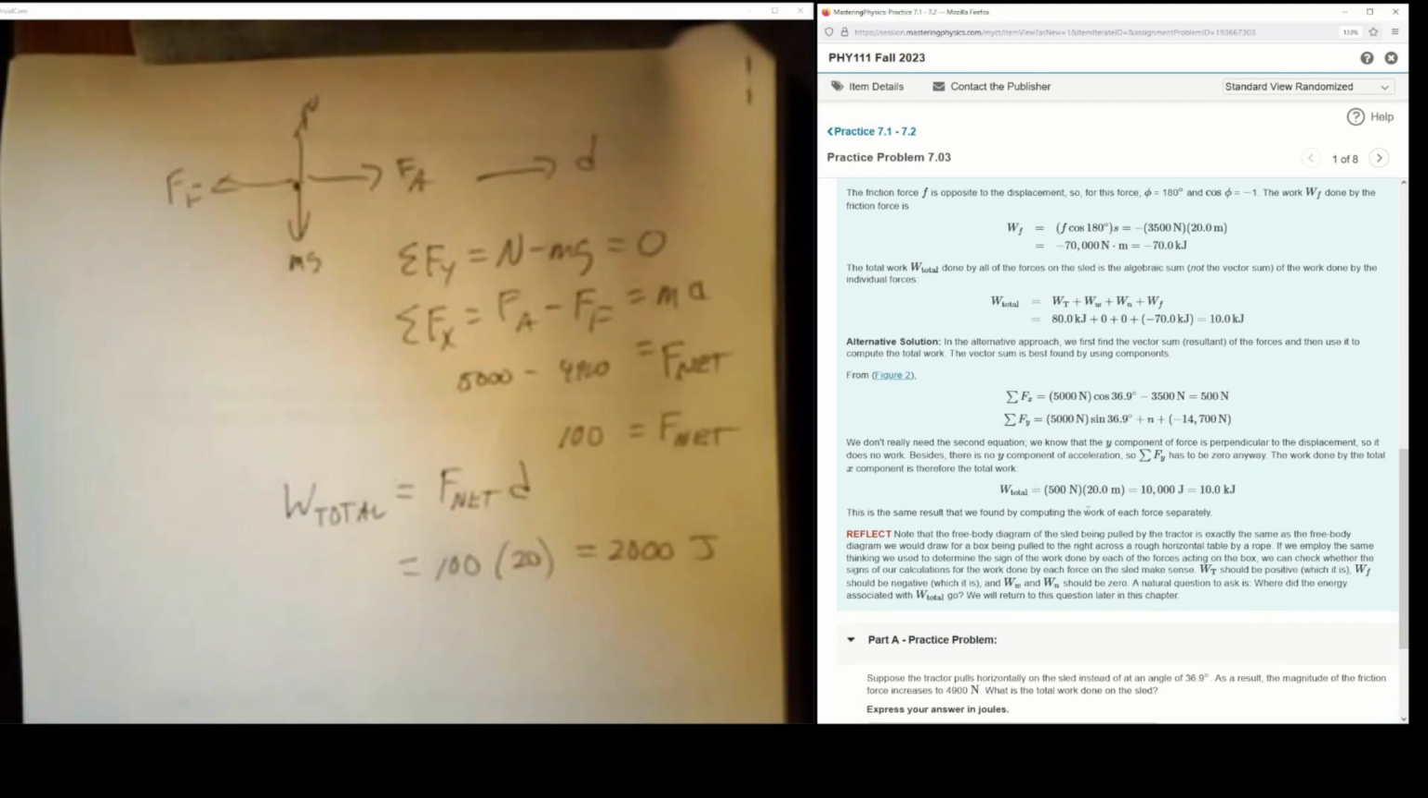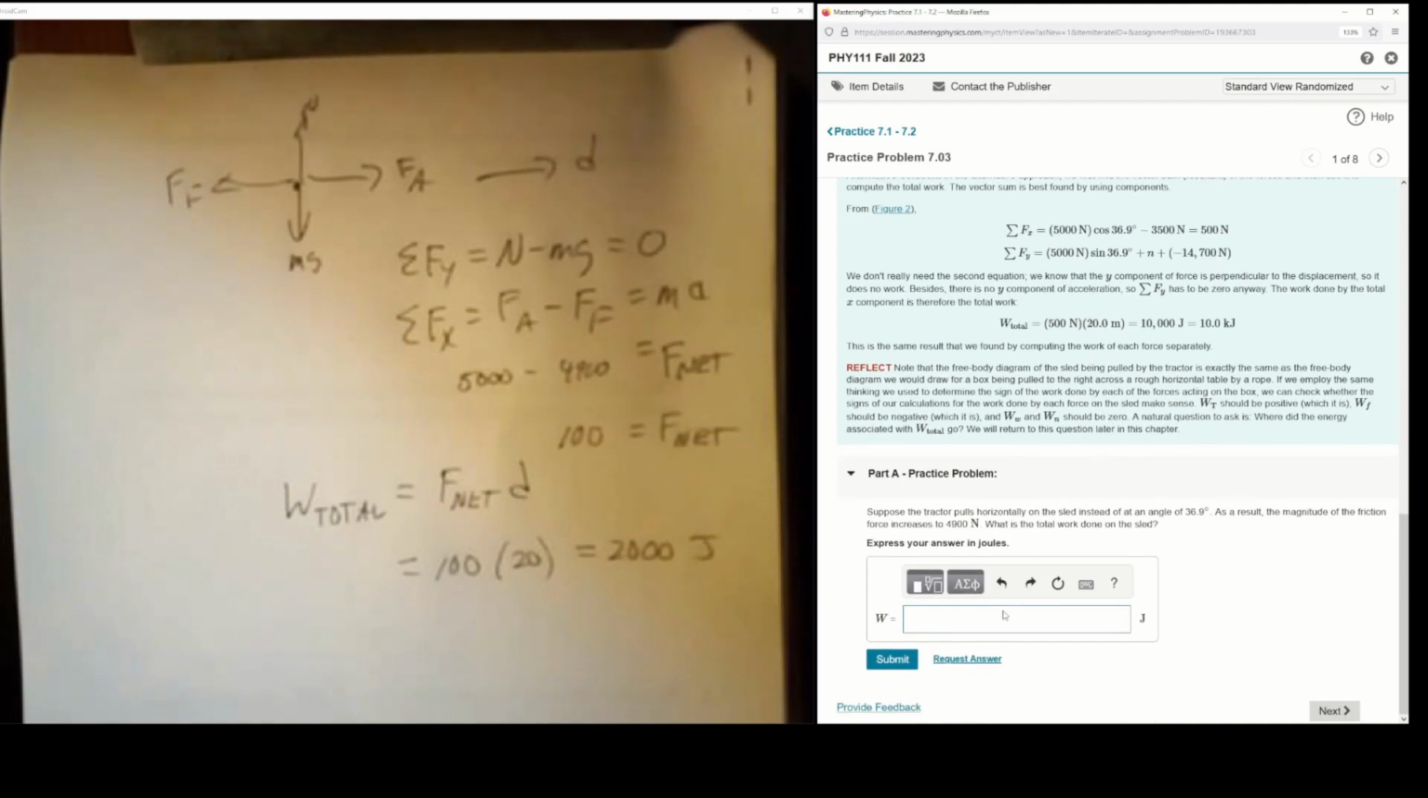And then at the bottom here, they actually show you that you can get the total work also from the net force. They don't quite clearly state that this is the net force times displacement here, but that is the second answer. And you can see they get the same answer either way, and again, a way to check your work. So our answer there is 2,000.